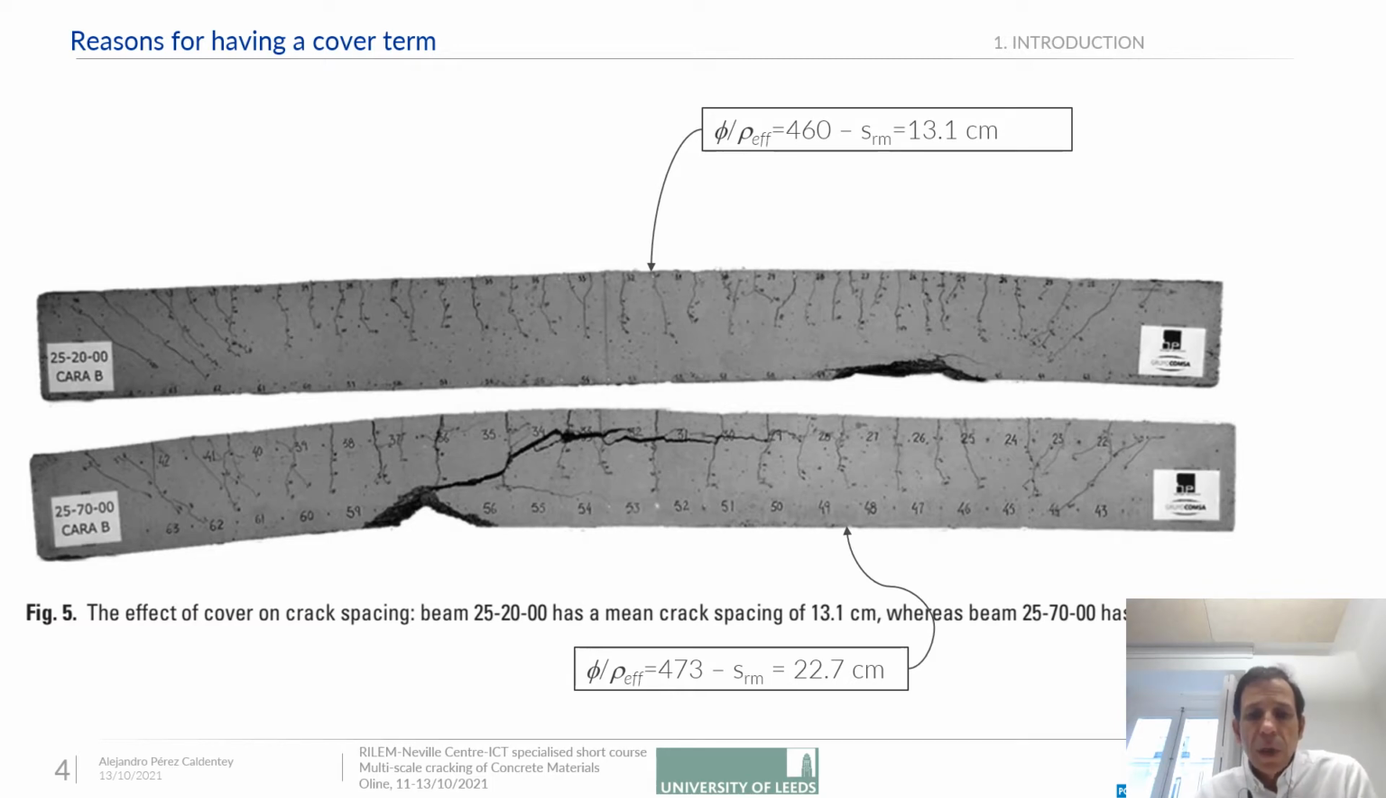You can see that these two specimens have virtually the same phi over rho effective ratio, but they have different covers. This specimen has a 32 millimeter cover, while this specimen has an 82 millimeter cover. And you can see that the behavior is very different. The mean crack spacing is only 13 centimeters for the lower cover, and almost 23 centimeters for the higher cover. So you can see that this effect is very important here.